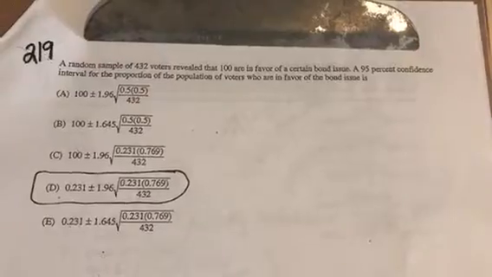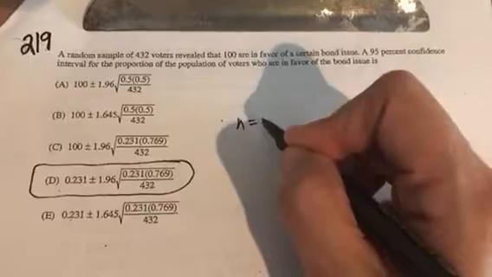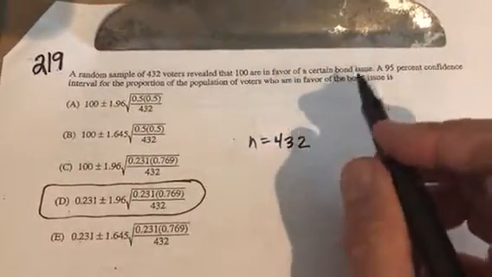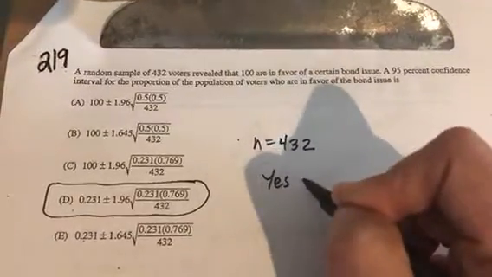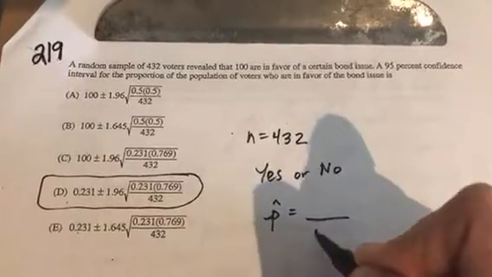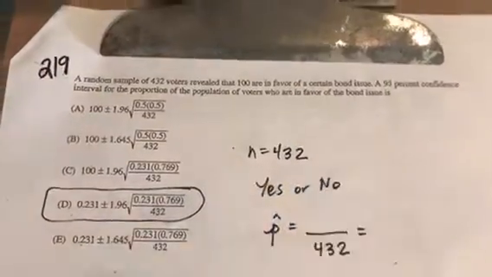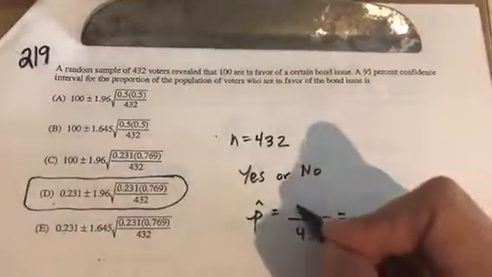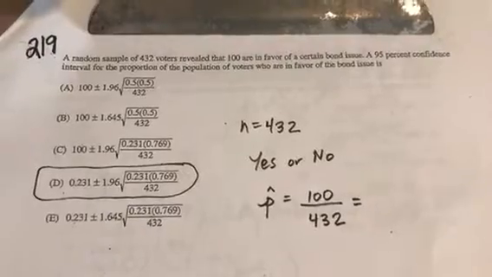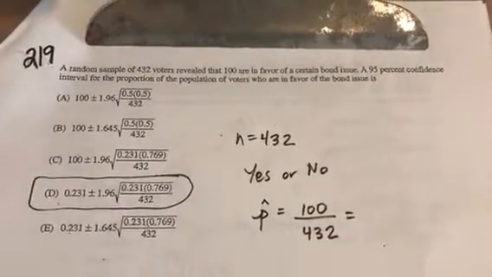Let's do it. 219, I'm hoping a lot of people got this right. I think most of us did, but let's take a look. A random sample of 432 people revealed that 100 are in favor of a certain bond issue. So this is a yes or no: are you in favor, yes or no? So definitely a proportion question. In the sample proportion, we asked 432 people and 100 people said yes. So that's 100 successes and 332 failures.